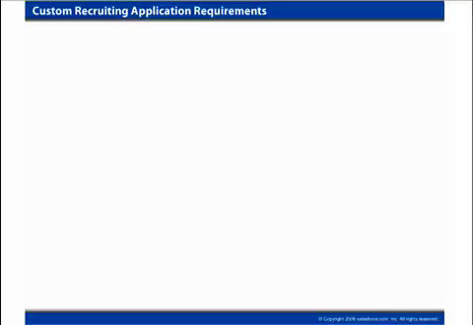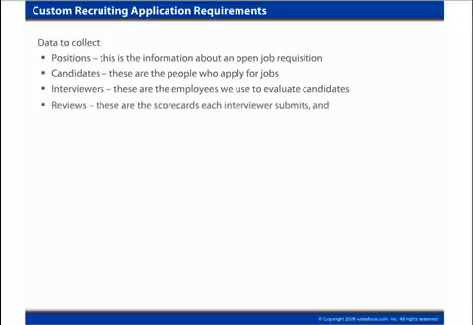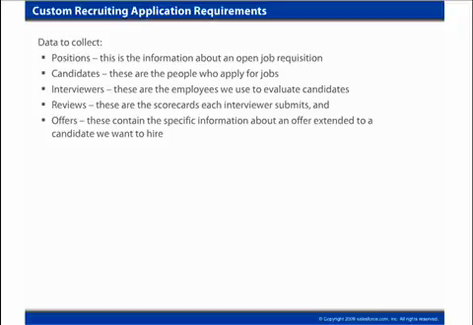After meeting with the stakeholders to discuss the goals for a new recruiting app, we determined that the data that we presently collect can be organized into the following main categories. Positions. This is the information about an open job requisition. Candidates. These are the people who apply for jobs. Interviewers. These are the employees we use to evaluate candidates. Reviews. These are the scorecards each interviewer submits. And offers. These contain the specific information about an offer extended to a candidate we want to hire.